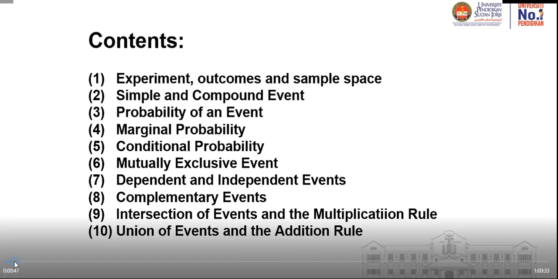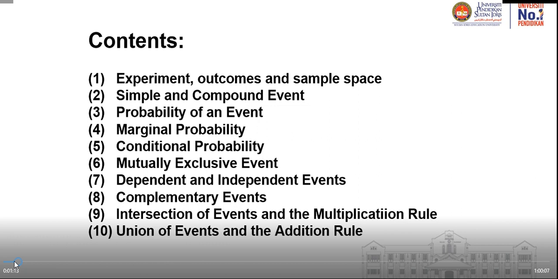Okay, so this is the contents of this course for Chapter 1. The first is about experiments, outcome and sample space, simple and compound event, probability of an event, marginal probability, conditional probability, mutually exclusive events, dependent and independent events, complementary events, intersection of events, multiplication rule, union of events, and the addition rule.